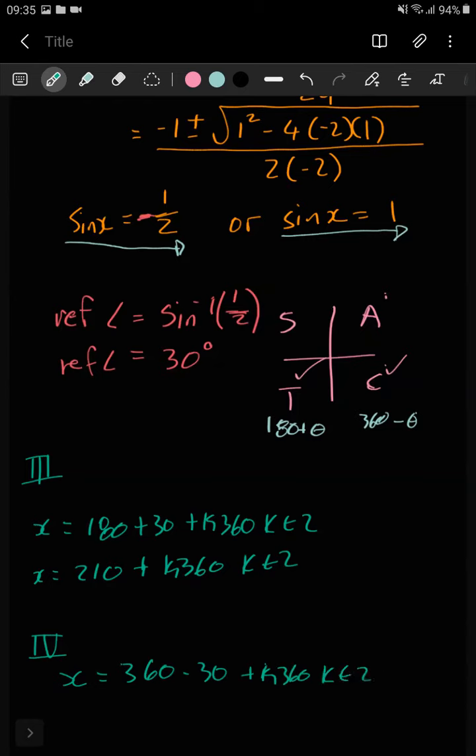So do we have to write that k is an element of integers every time? Yeah, yep. It's like part of the answer.